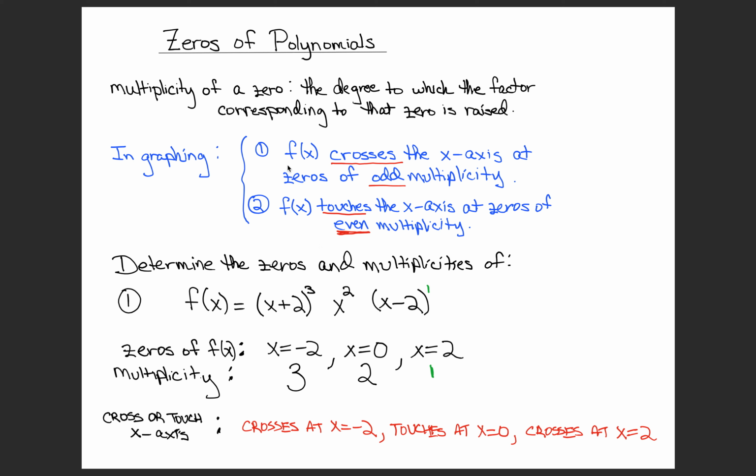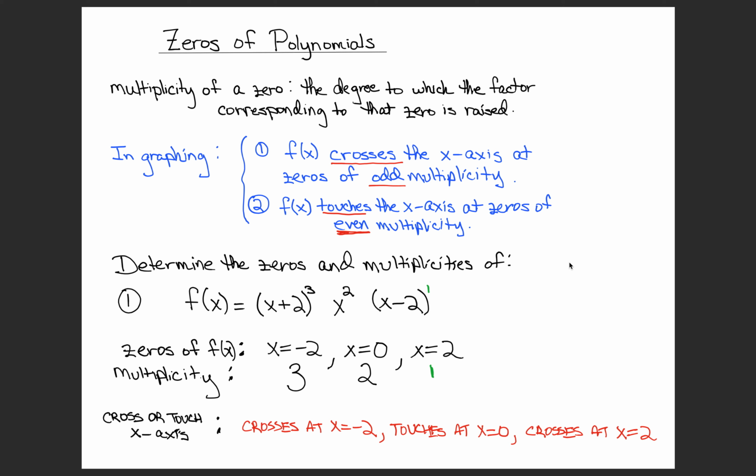Now in graphing, the graph of the function f of x, but it could be g of x, h of x, whatever the function expression is, that's just what we otherwise say is y. So in graphing, f of x is going to cross the x-axis at zeros of odd multiplicity. But for even-powered expressions, those zeros are going to have even multiplicity, and f of x touches but does not cross the x-axis at zeros of even multiplicity.